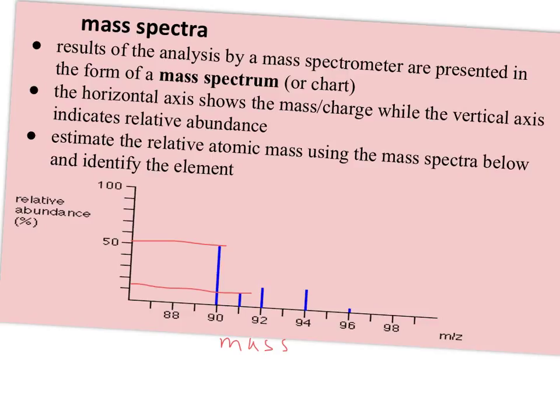So you could use this information to set up that average atomic mass equation, taking your percent times your mass, and coming up with the average atomic mass for this particular element. And in fact, you could identify the element with this.